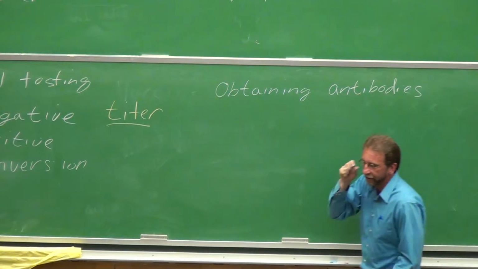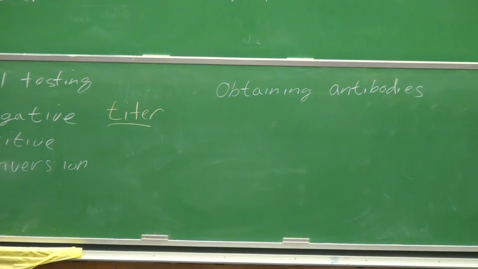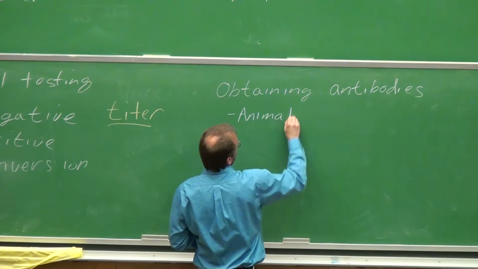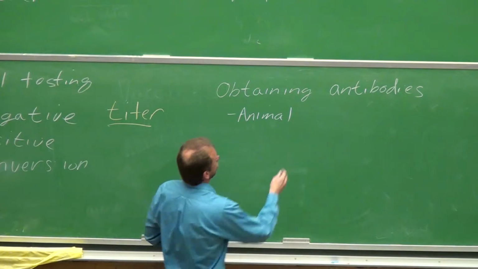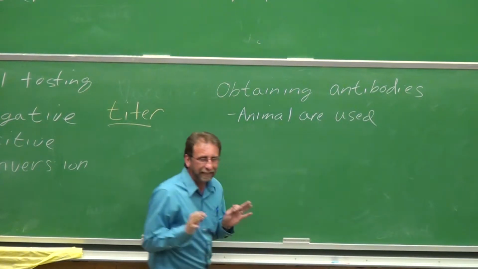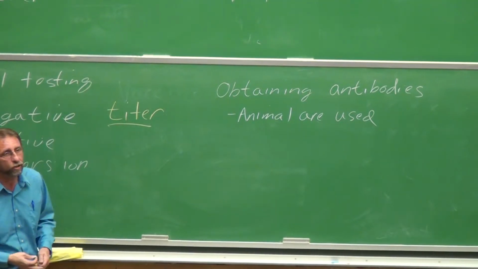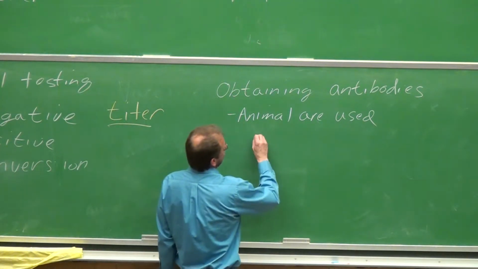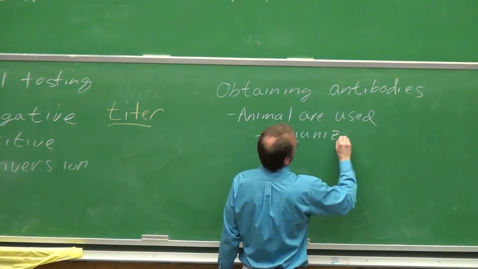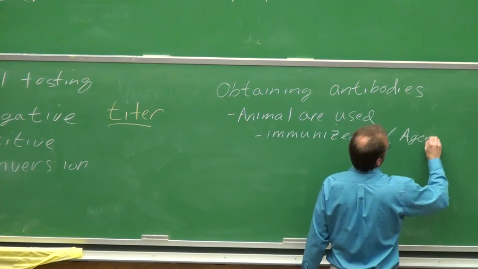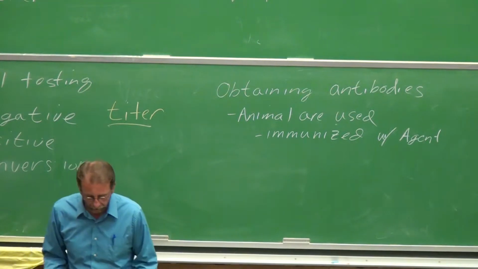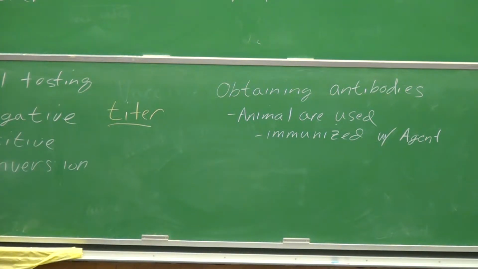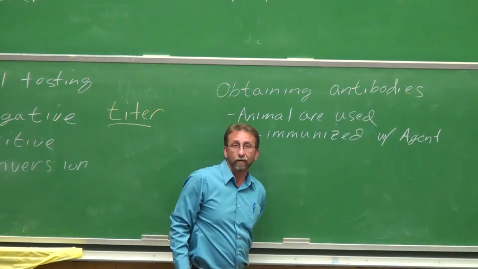So how do we go about obtaining antibodies? It starts with an animal. A lot of times we're talking about mice. It doesn't have to be a mouse. It could be a rabbit. Rabbits can be used. Horses used to be used as well, not so much now. So the animal is immunized with the agent. So now it starts to produce the antibody. With the infectious agent? Yes. With the one that we want antibodies from.